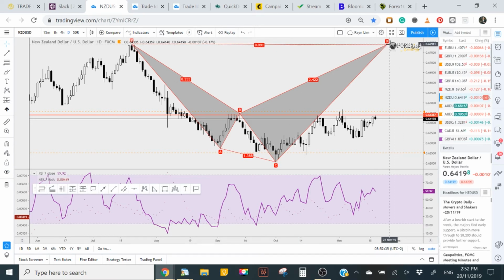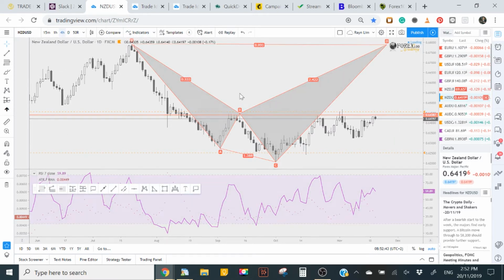67.91. Looking for a selling opportunity over here. It may take some time. It may be even next month or even next year. All right, down to the 4-hour chart.